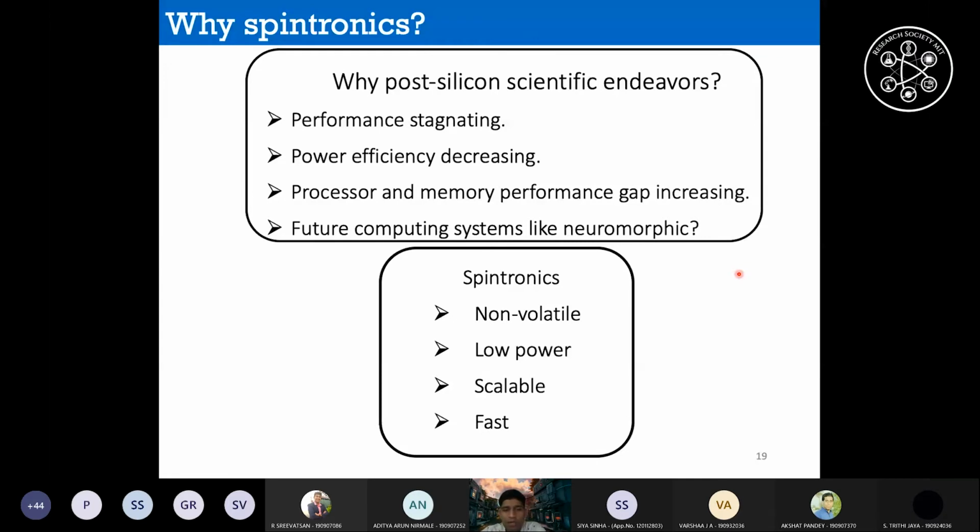And it is also scalable. Scalable means we can shrink it to nanometer dimensions or beyond. If you shrink it, you can package more functions. It will be cheap, everyone can use it, and of course it is fast. So these are the advantages. That's why we work on Spintronics.